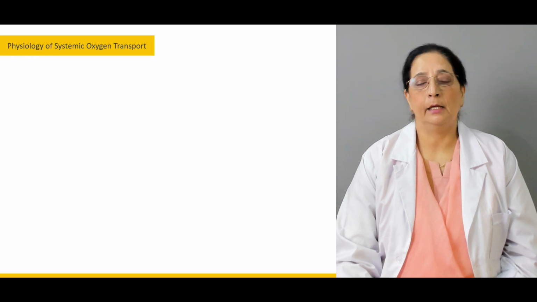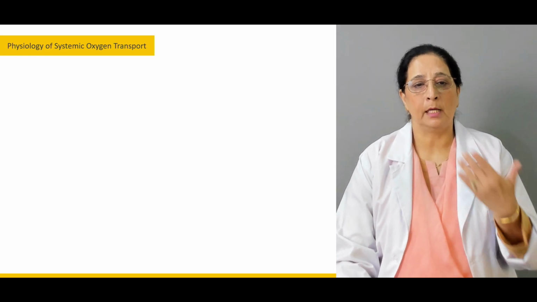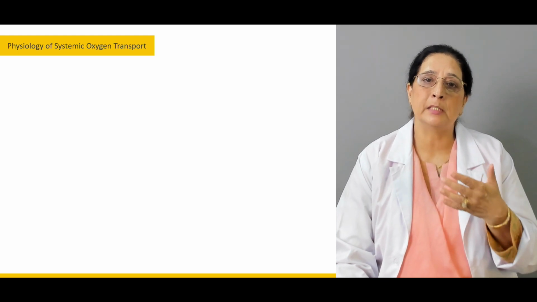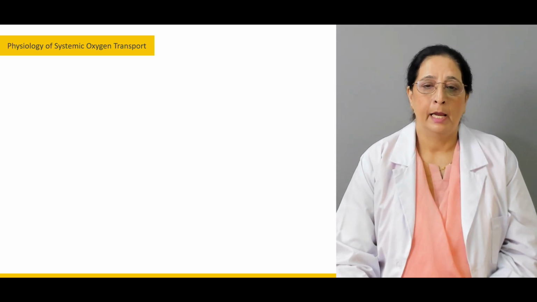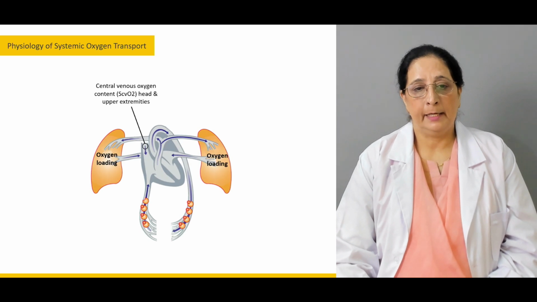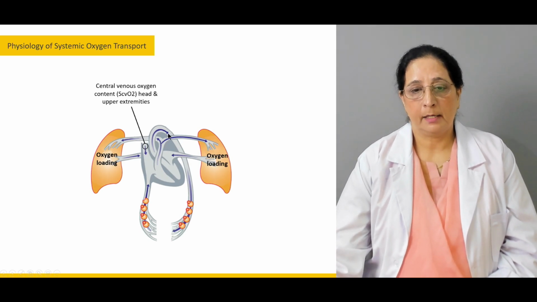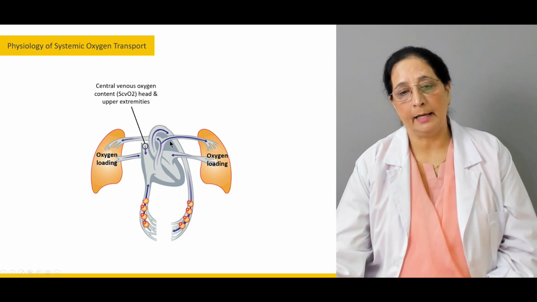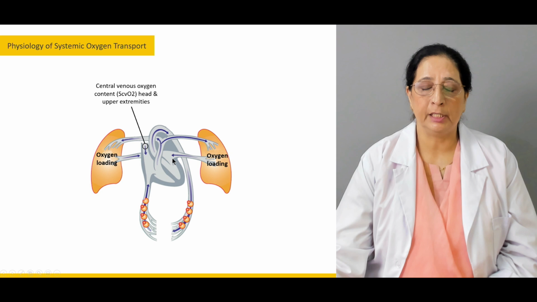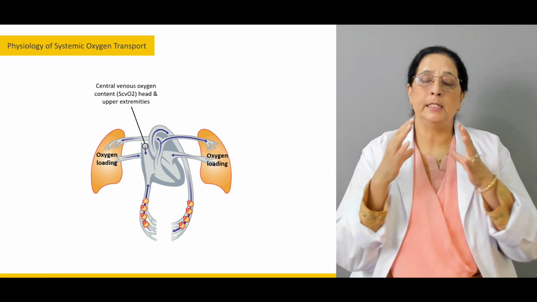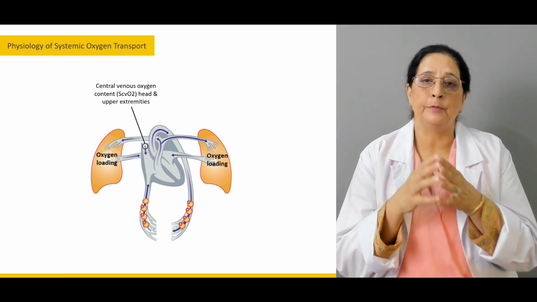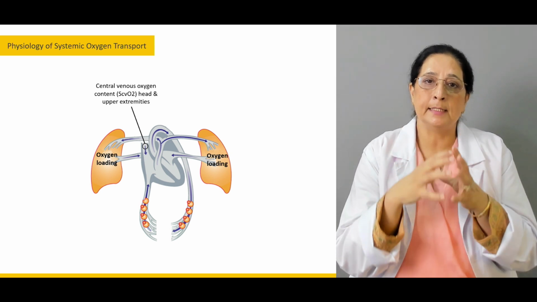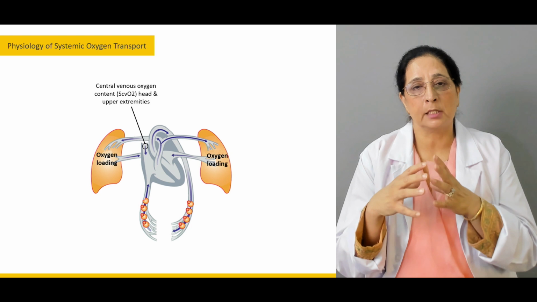Next, we will discuss the normal mechanism of the transport of oxygen. If we see here, this is the heart. That's the right atrium, right ventricle, left atrium, left ventricle. The blood becomes oxygenated once it enters the lung and it gets the oxygen.